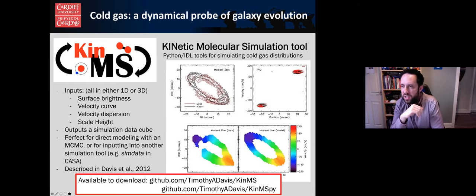So I developed a tool for doing this. It's called KinMS, a kinematic molecular simulation tool. But it should actually work for any cold gas distribution you want. It's been used for modeling protoplanetary disks, for modeling galaxies like this, all sorts of things. There's now an IDL and a Python version. So they're available at these GitHub links and also to pip install and these type of things.